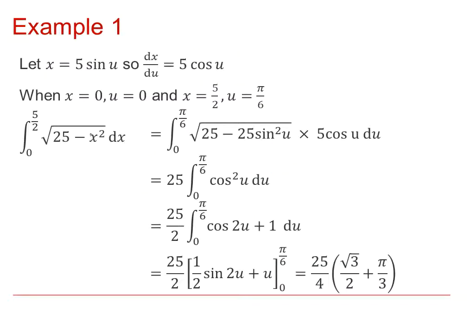So looking for the key features, this 25 minus x squared is why we're using x equals 5 sine u. Don't forget to substitute for both of the limits. And this rather tricky looking square root has simplified right down to just 5 times cos u times by the other 5 cos u.